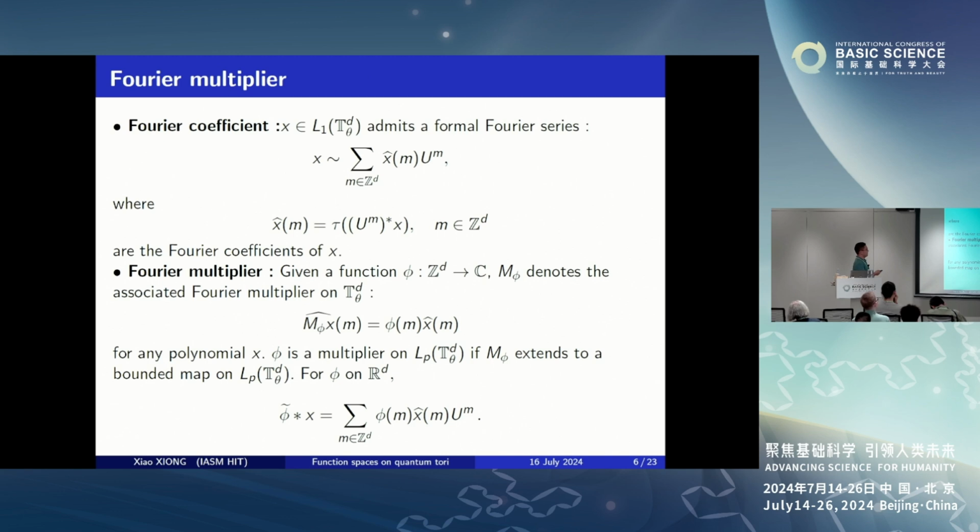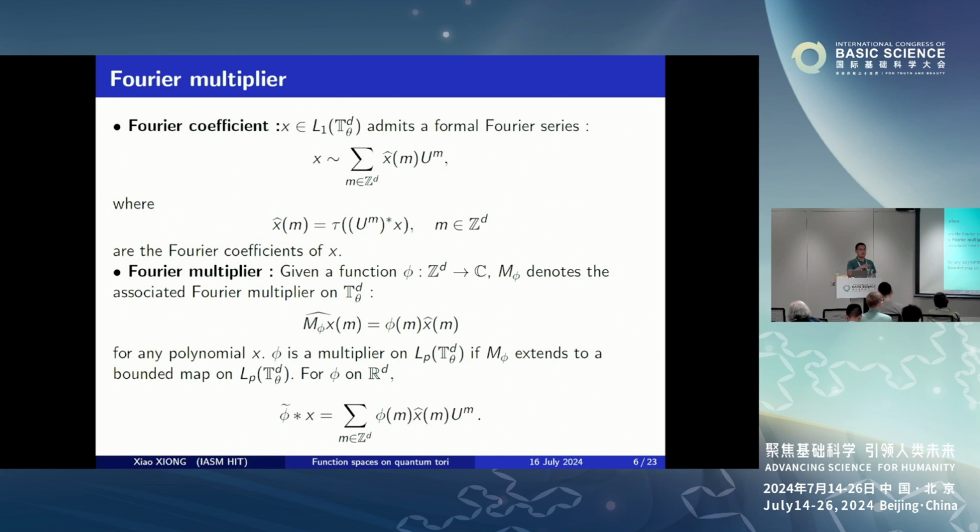So also the Fourier coefficient is the integration of u to the power m dot take the joint times x. So this is the Fourier coefficient. Also, if you look at the classical torus, if you are given a function, then you multiply with e to the m dot x, then you take the integration, and you get the coefficient. So at least formally we can look at the Fourier multiplier, which is also in the classical torus.